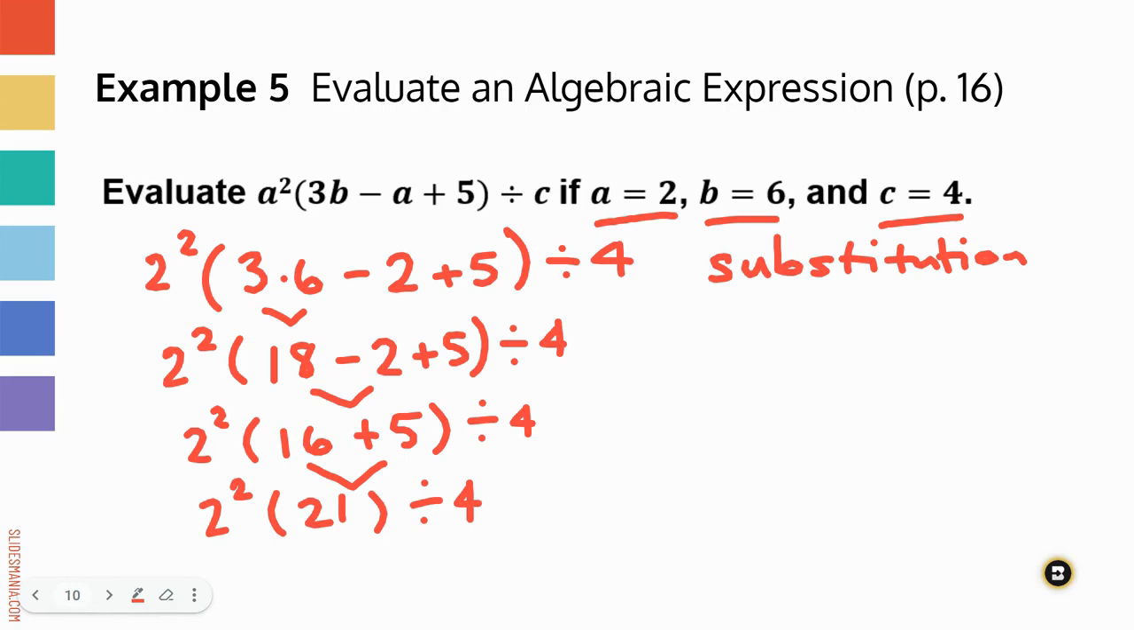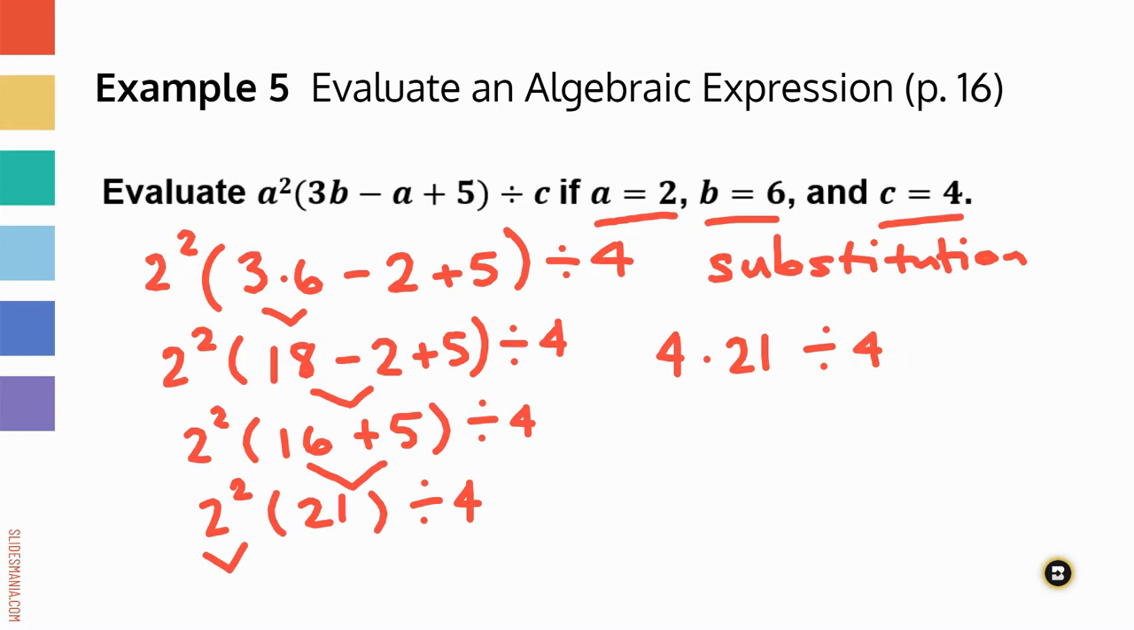Okay, so now I have an exponent, I have multiplication, and I have division. So next we're going to do the E, which is exponents. So 2 to the second power is 4. I'm going to write it over here. So 4 times 21 divided by 4.